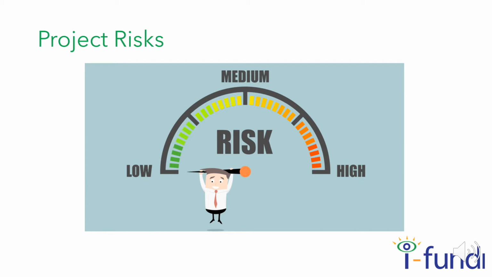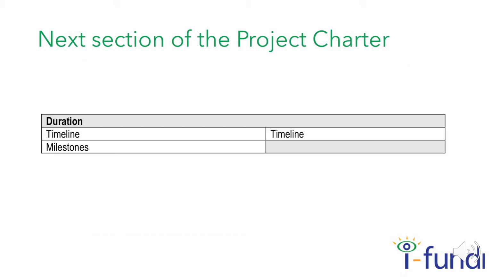Project risk is defined by the Project Management Institute as an uncertain event or condition that, if it occurs, has a positive or negative effect on a project's objectives. In the project charter, we describe what risks might arise in the project, note their likelihood, high, medium, or low, the impact, again high, medium, or low, and what we will do if it does happen. We will spend a whole session on risk identification and management.